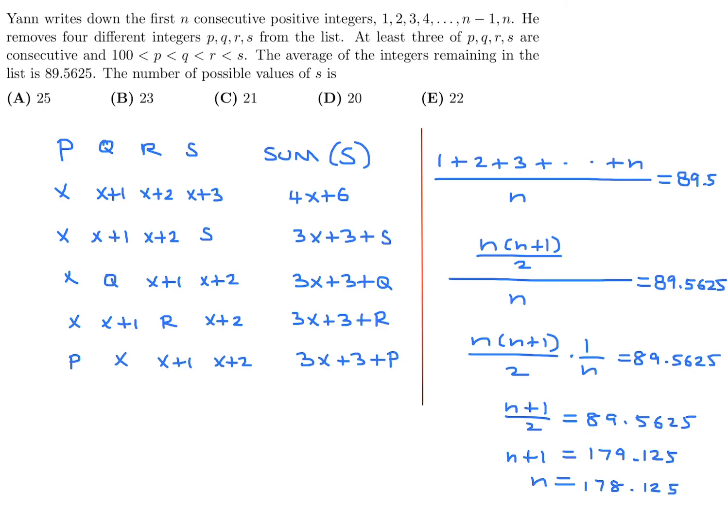So that is very helpful. It gives me some sort of an estimate as to approximately what n could be. It may be 178, 179, maybe it's 177, but somewhere around there. So n is approximately 178 and somewhere in that vicinity. Okay, so that's very helpful. So now let's move forward.